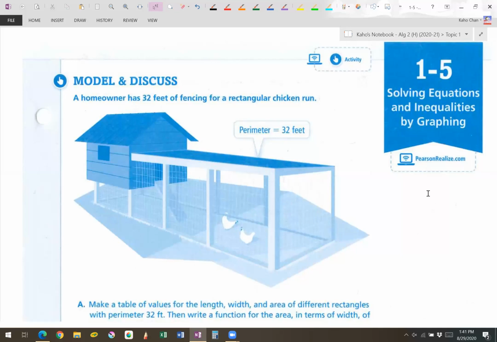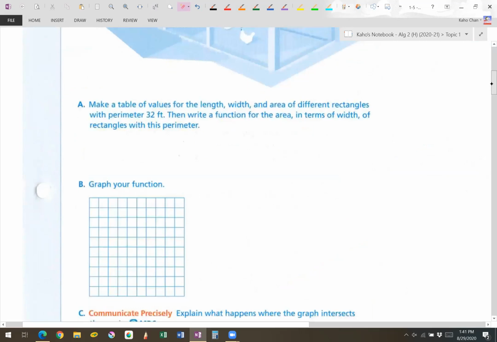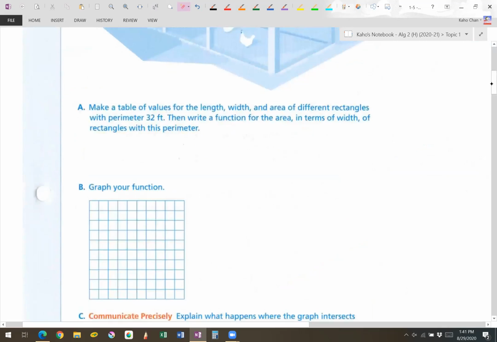A homeowner has 32 feet of fencing for a rectangular chicken run. You can see from the picture, we have some information right there and label of perimeter equals 32 feet. This particular section, we're actually going to solve equations by graphing. You may utilize a graphing calculator like our Casio, or you can download and utilize the free one from Desmos.com. That's spelled D-E-S-M-O-S.